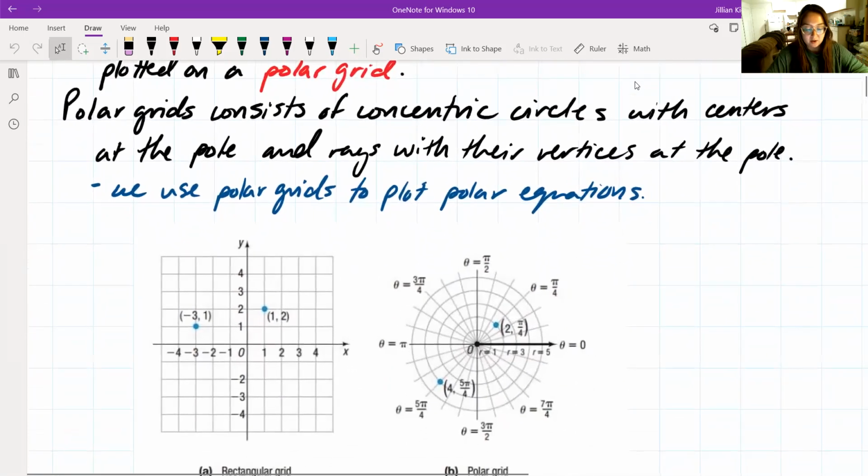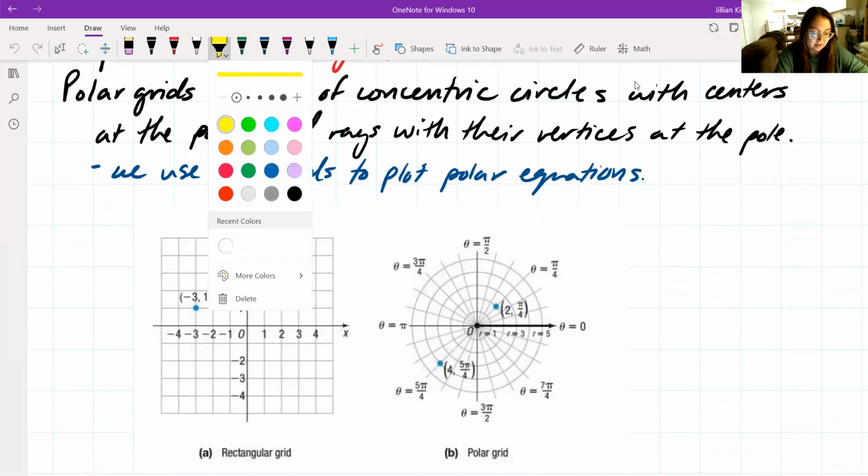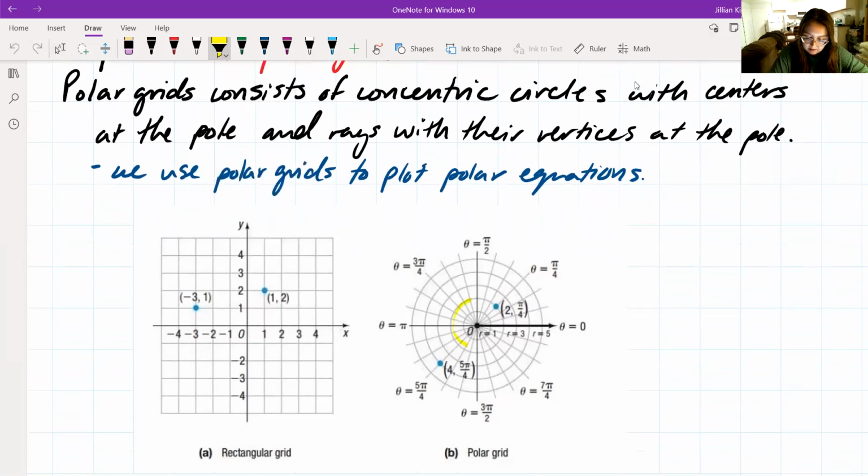So here for our image A, here on the left, we have our rectangular grid. So it's what we're used to seeing. It's our XY plane. And for our second graph here, B, which is on the right, this is our polar grid. So we see we have these concentric circles here. See, we have these circles that are going around. If I can properly highlight them, there we go.